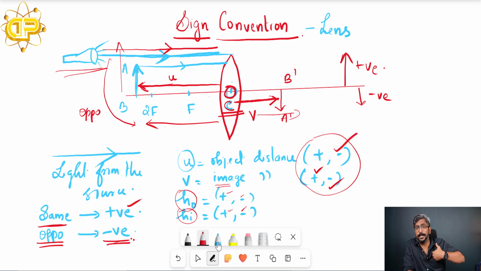And if you're getting a virtual image, then definitely you can see that it is also falling on the same side and also upright. So what will you say? It is positive, right? In the case of height. Whereas if you're getting a real image, then definitely it will be falling on the other side. And also one more thing, it will be upside down, inverted, then it will have a negative sign. So this is about the sign convention.